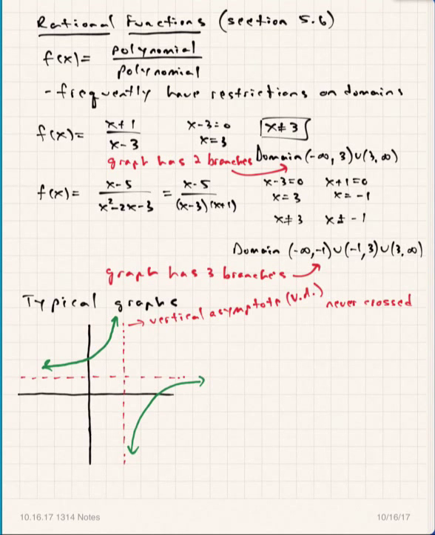All right, notice there's a horizontal line that also acts as an asymptote for this graph. And so that's called a horizontal asymptote, obviously. And the horizontal asymptote, in some cases, can be crossed.